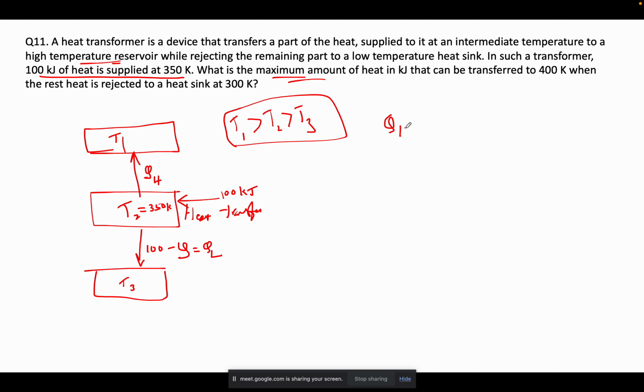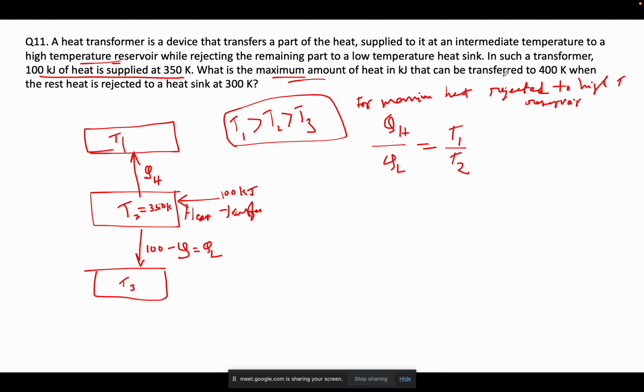Okay, the lower reservoir and the higher reservoir. So for maximum heat rejected to high temperature reservoir, what will I get? QH by Q low is basically your T1 by T2, which we already know that whenever you have to do for maximum possibility, or the Carnot possibility, the ratio of the heat accepted and rejected is basically the ratio of the temperatures.